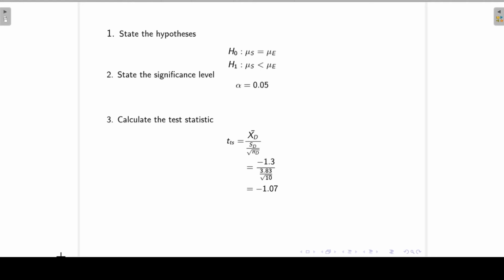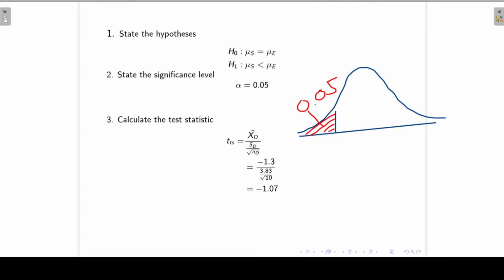Because we have 10 students, my n is equal to 10, and I get a calculated test statistic of minus 1.07. Now, because we are working here with a small sample, only 10 pairs, our test statistic follows a t-distribution, and therefore our critical value for the rejection region will come from the t-distribution. So if this is my t-distribution, my critical value will be the t-value so that the area to its left is equal to 0.05.